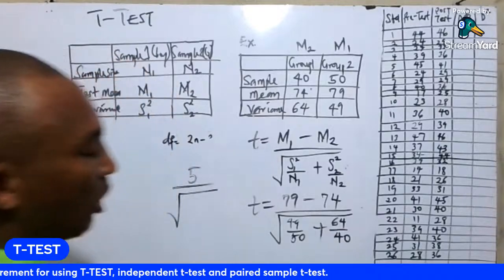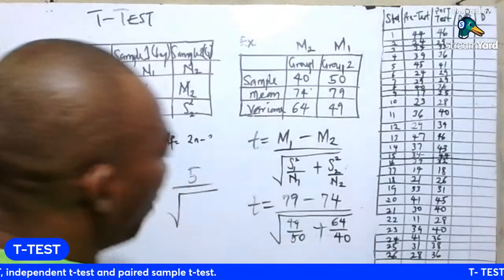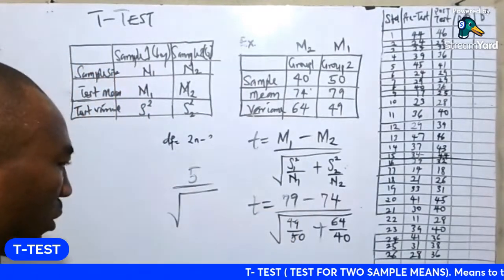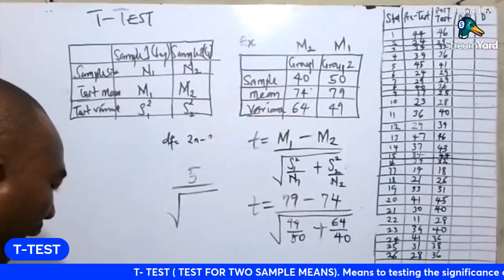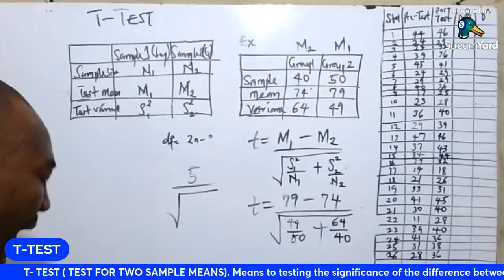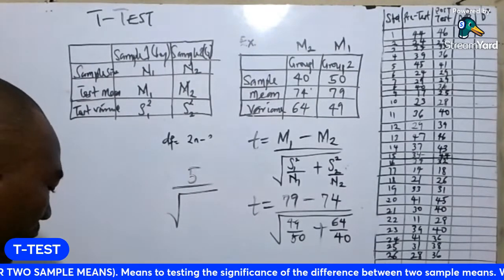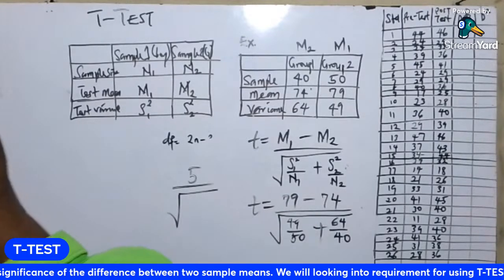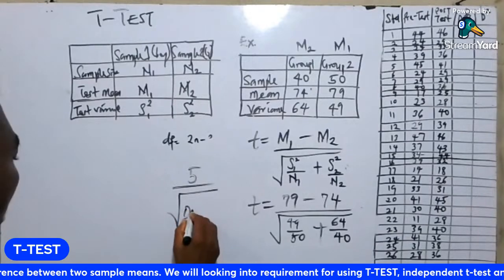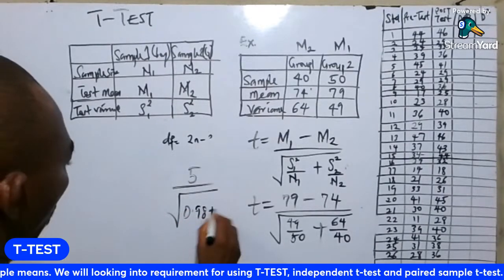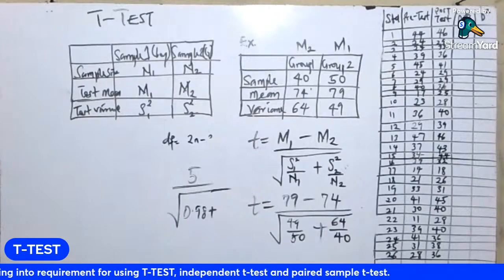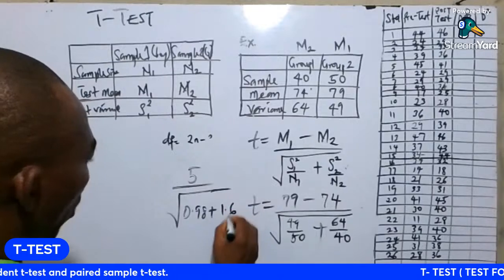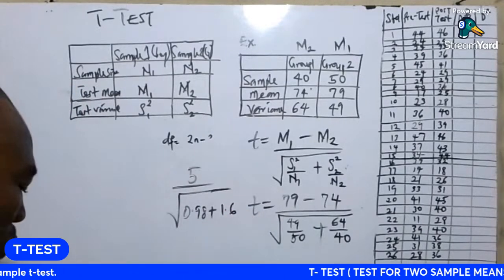Oh, yeah, somebody is just calling my attention that this is a plus. So can we add these two together? That is 49 divided by 50. So what do we get? So that means you got 0.98 plus 64 divided by 40, and that will give us 1.6. So can we add the two together?